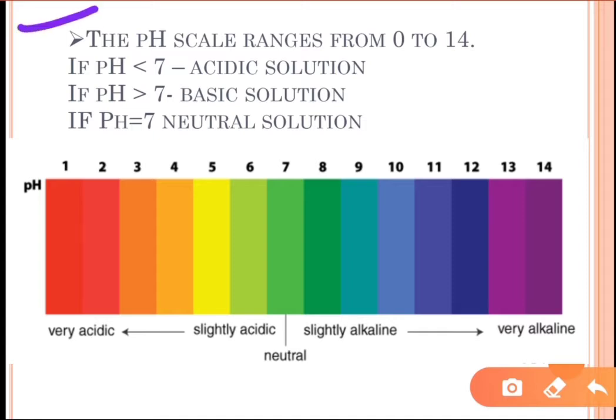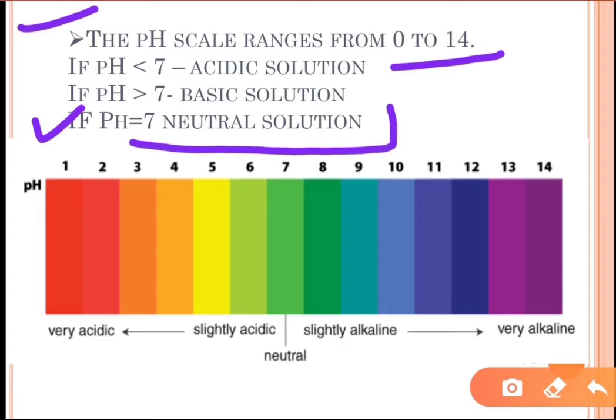The pH scale ranges from 0 to 14. For pH equal to 7, the solution is neutral. Here we have a pH scale which ranges from 0 to 14. pH equal to 7 shows neutral solution. It has different types of colors: red, blue, green, yellow, orange, violet, etc.